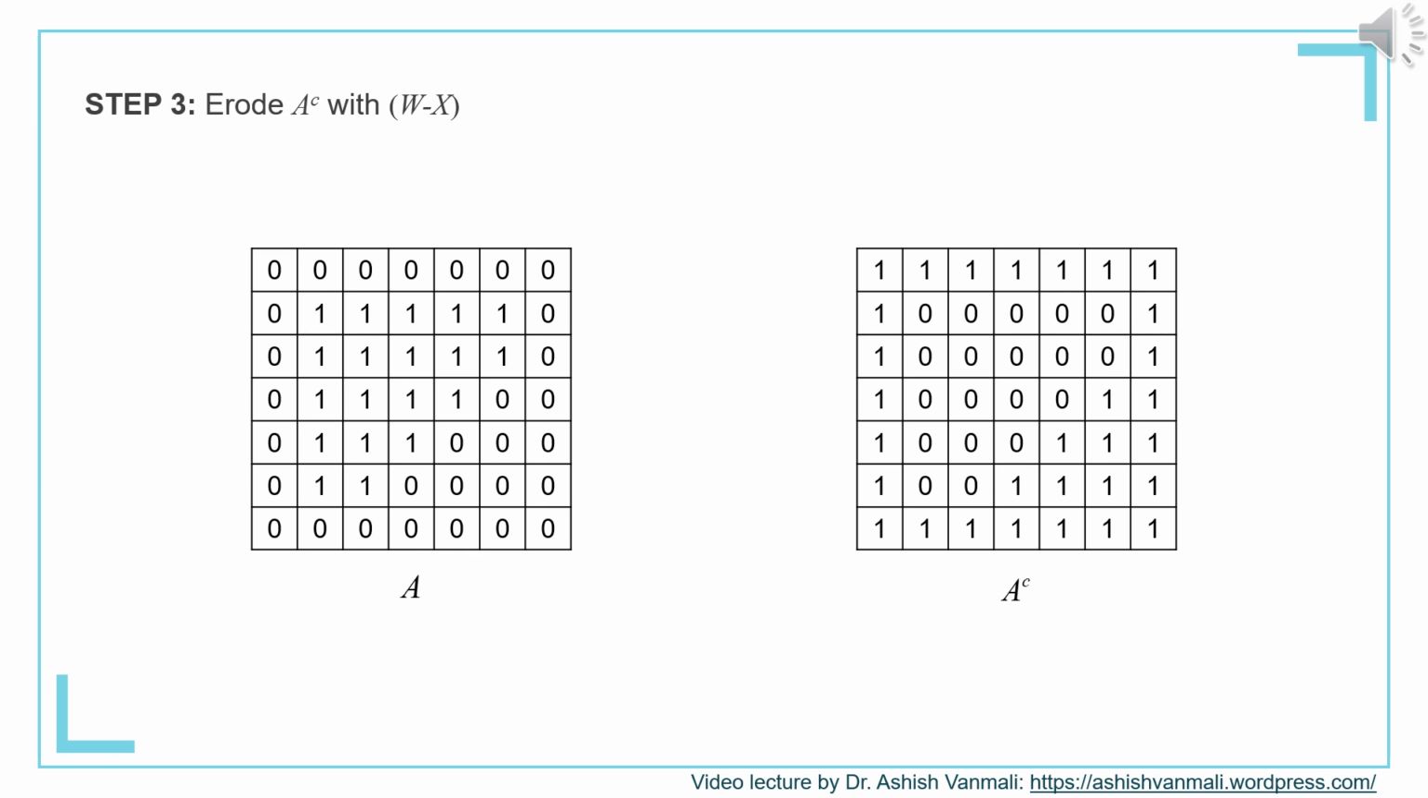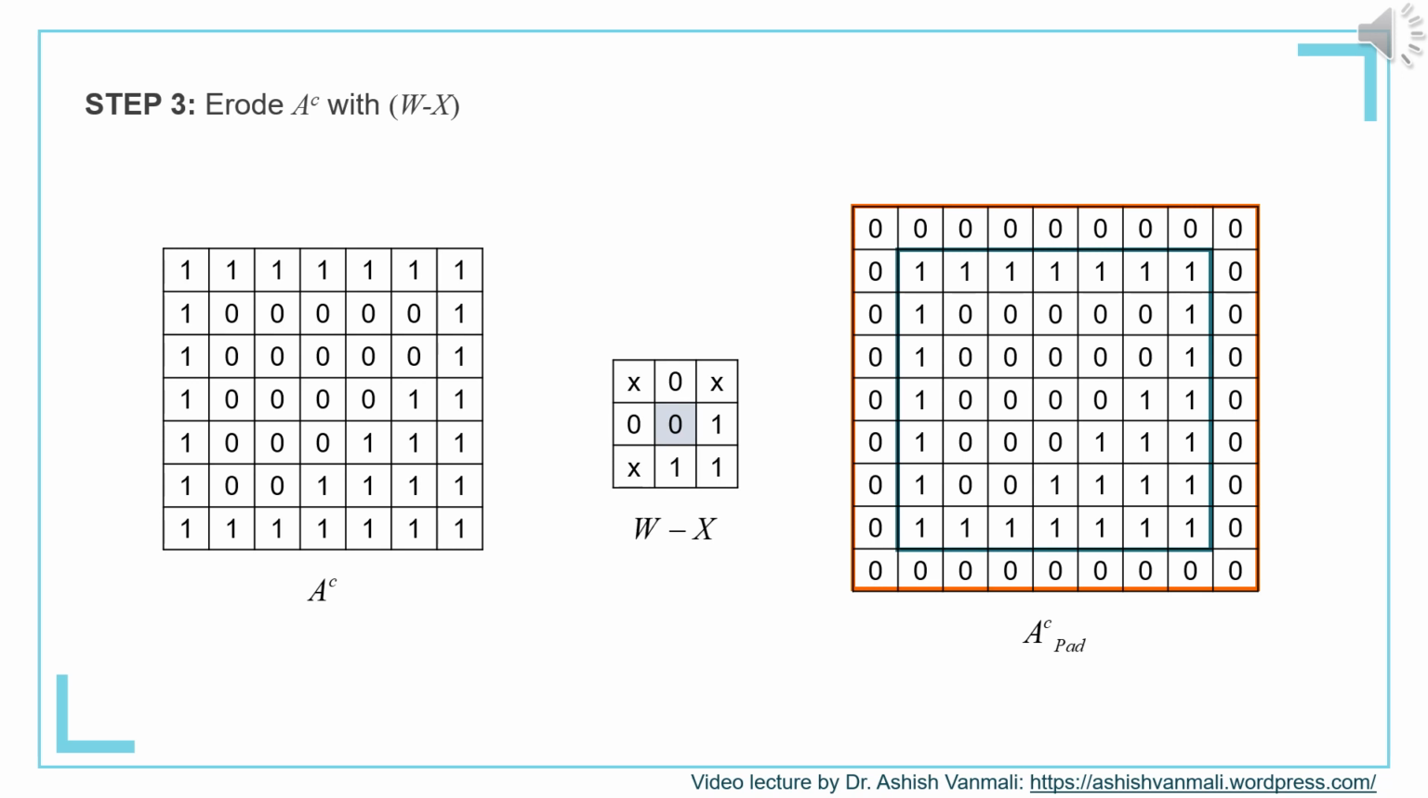Step 3 is to erode A complement with W minus X. So first we will find what A complement is. We will take A and complement its values, so we replace zeros by ones and ones by zeros. In the second figure over here you can see the corresponding A complement.